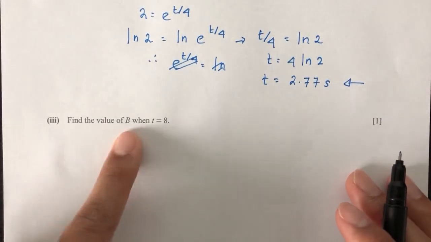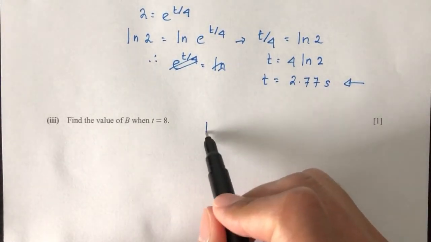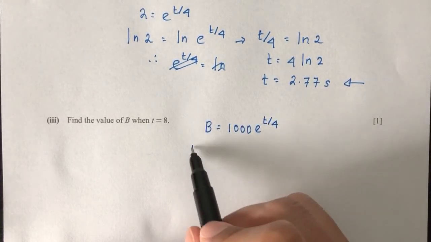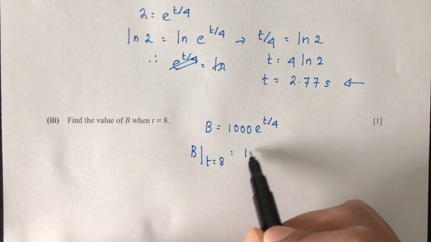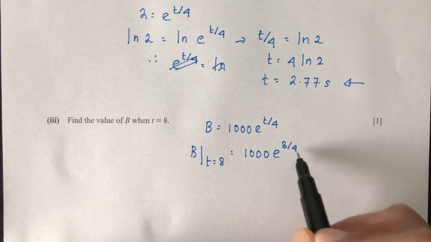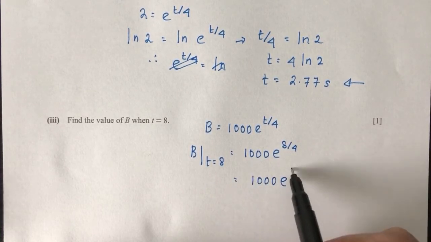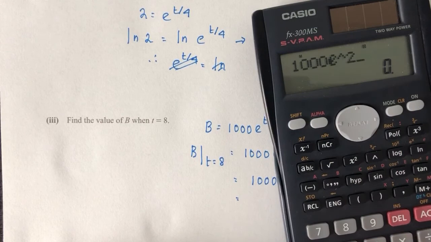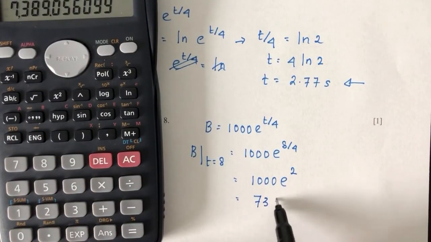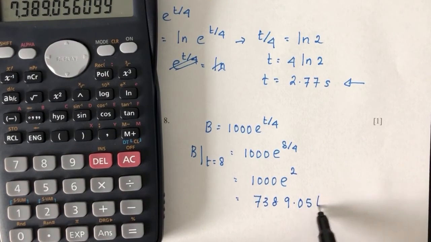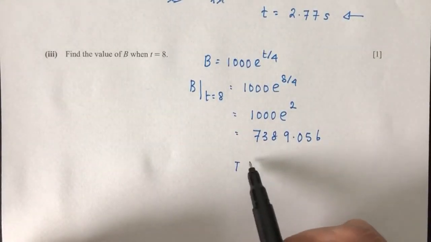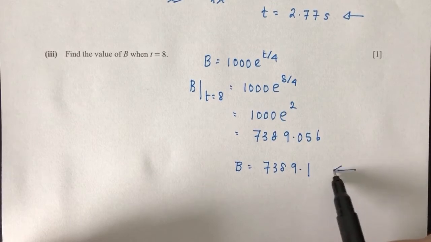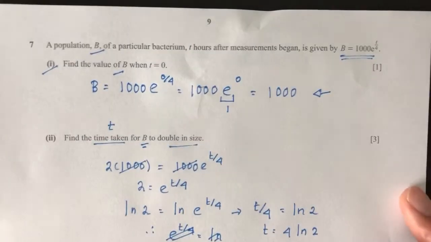Now for part 3, find the value of B when T equals 8. As we know, B is given by this equation, 1000 e^(T/4). So B when T equals 8 is equal to 1000 e^(8/4). This is 1000 times e squared. So let's solve: 1000 times e power 2 is 7389.56. So you can write your answer as B equals 7389.1. That will be part 3, and that is question number 7.